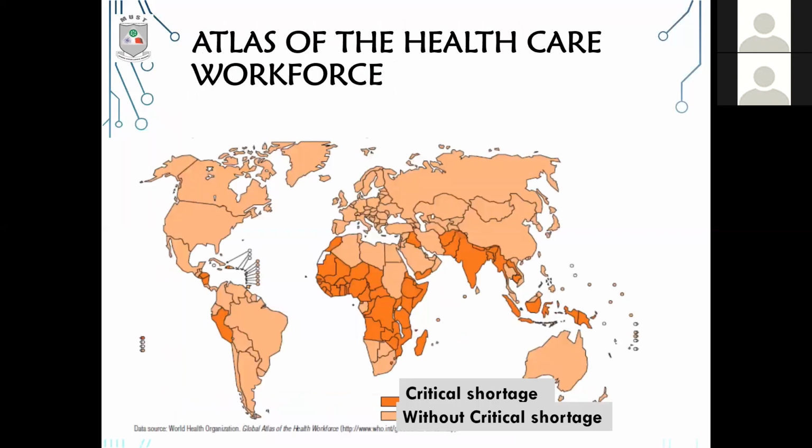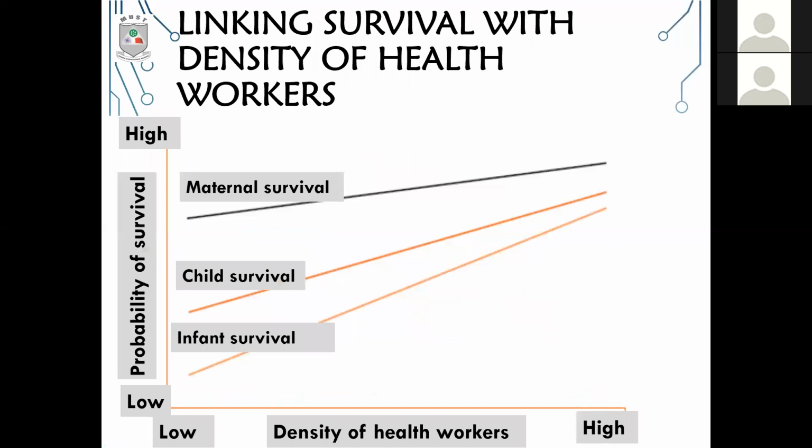Next, we have a map of the atlas of the healthcare workforce. As you can see in this map, the darker orange shows a critical shortage in healthcare workers, while the lighter orange shows countries that are without a critical shortage in healthcare workers. And finally, we have a graph that links survival with the density of healthcare workers. And as you can see, as the density of healthcare workers increases, infant, child, and maternal survival increases.